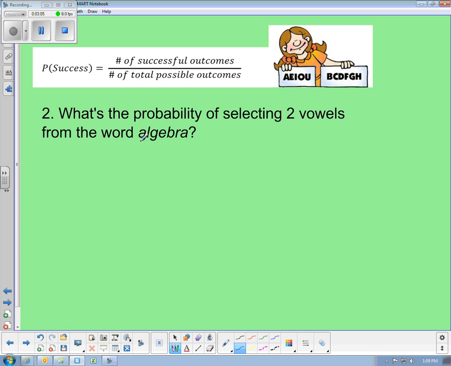So I need to think of how many vowels are there. There's 1, 2, 3 vowels. And also, how many letters are there total? There's 1, 2, 3, 4, 5, 6, 7 total.